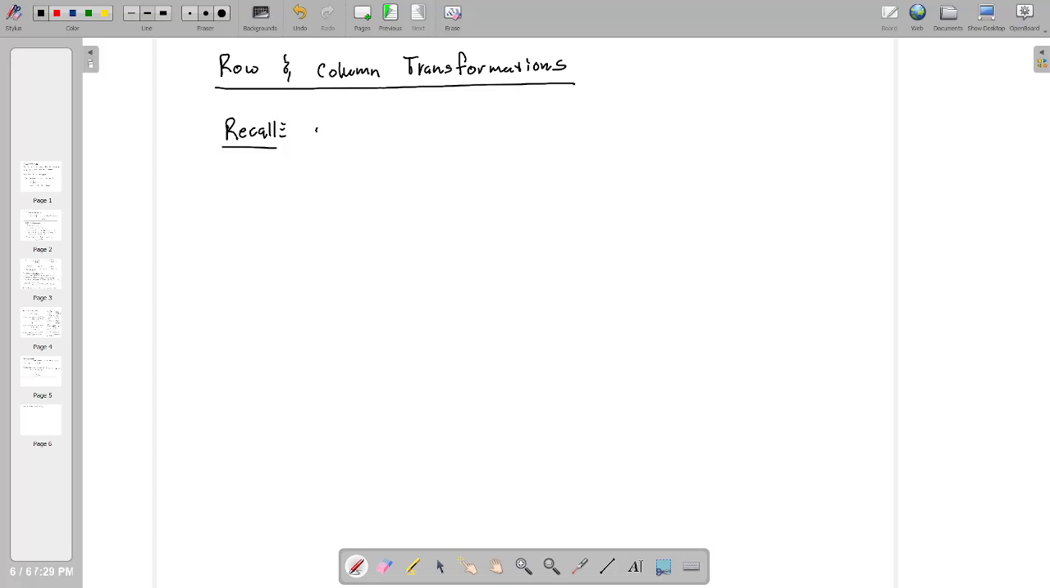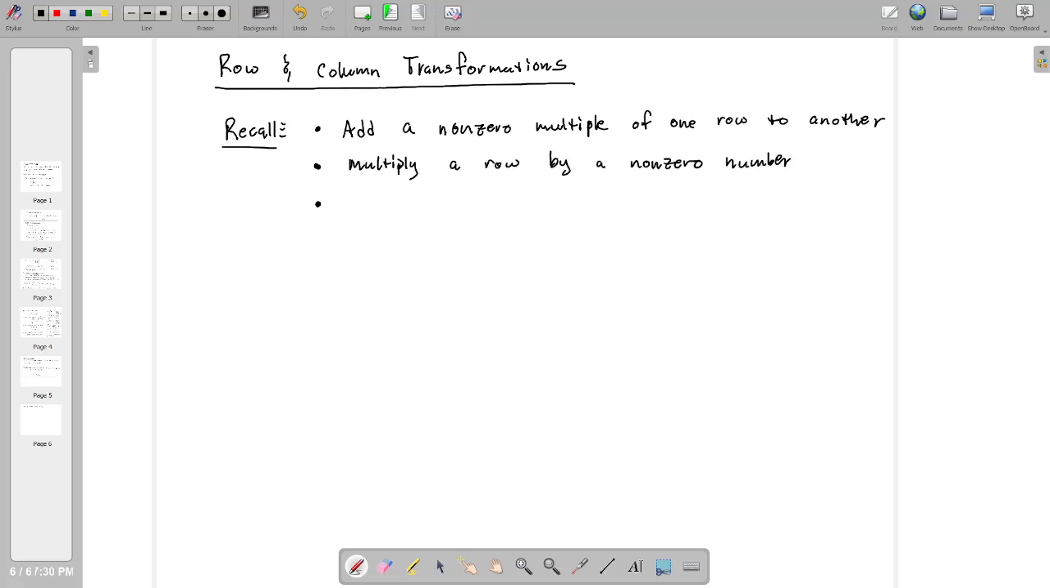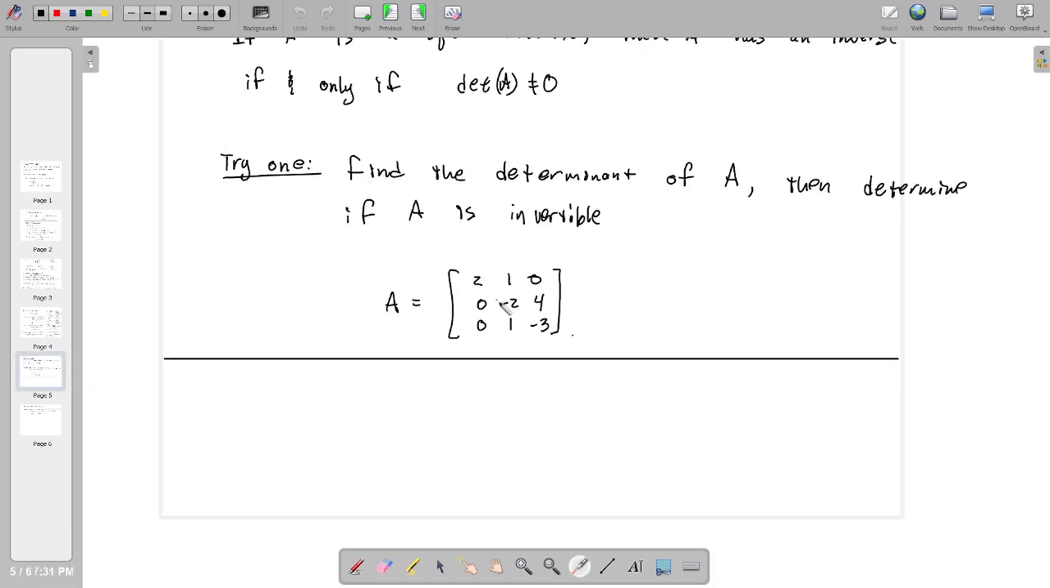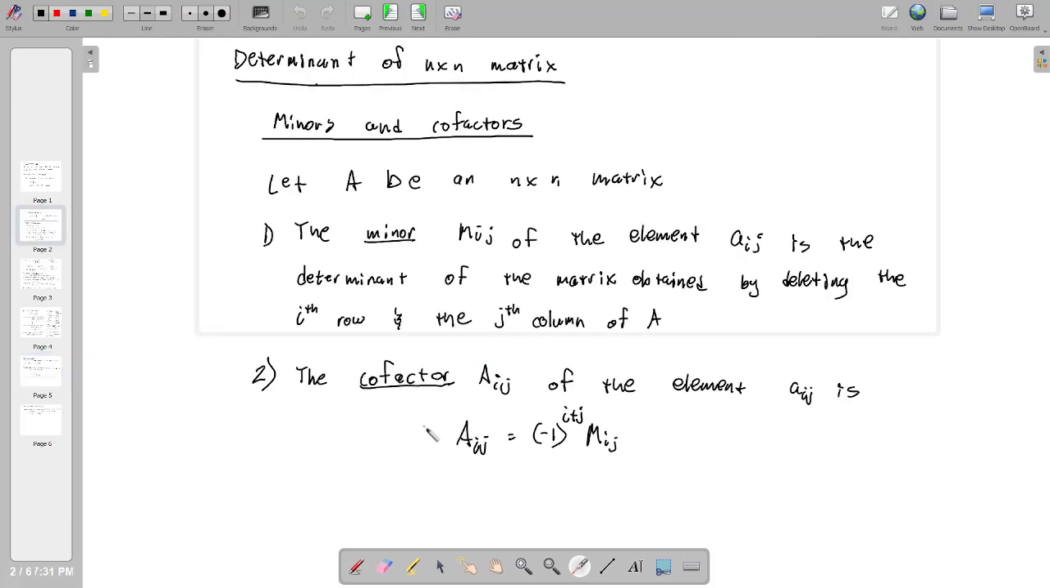Now, those three things are add a non-zero multiple of one row to another, multiply a row by a non-zero number, and swap two rows. Now, these three things do not affect a system of equations. They'll give you the same exact solution, but these three things do affect a determinant. And that should make sense. If we swap two rows, then our cofactors might be off by some negative value because the i plus j in the exponent of our cofactor changes. So swapping two rows might affect this.